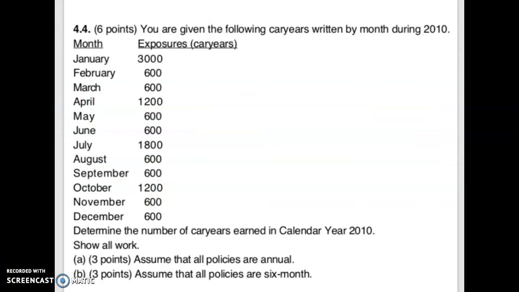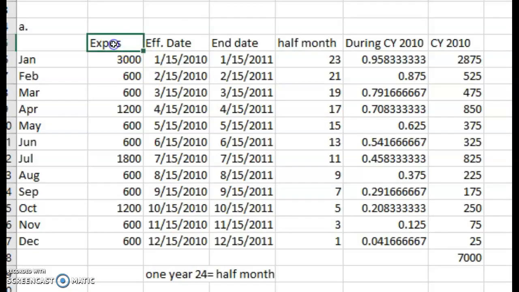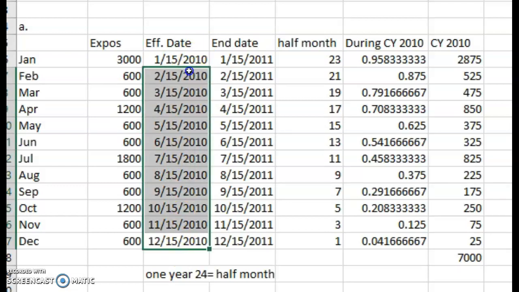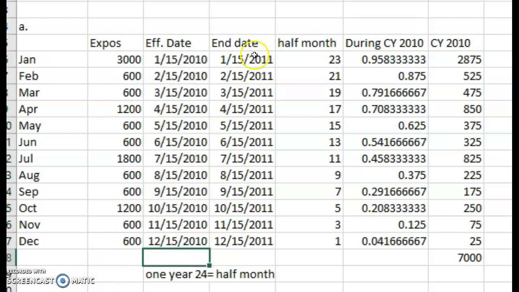In question 4.4, we are given the exposure for each month, and we want to calculate the number of car years earned in calendar year 2010. We are given the exposure by month, and I just assume that the policy is written in the middle of each month. So we have the effective date for each policy, and since it is an annual policy, we get the end date.